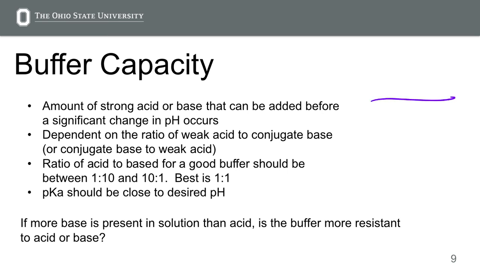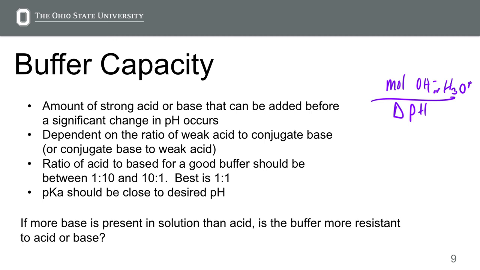And really the way we calculate this is the change in pH in the denominator. I don't think this is in your textbook. And then the numerator, I think, is moles of either OH- or H3O+. But basically it's just how much acid or base is needed to change the pH by some amount.